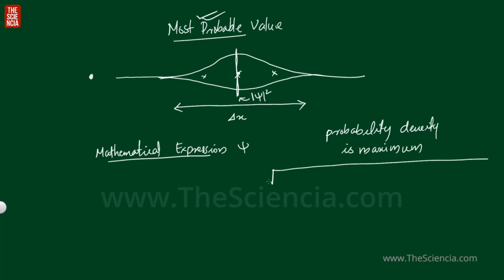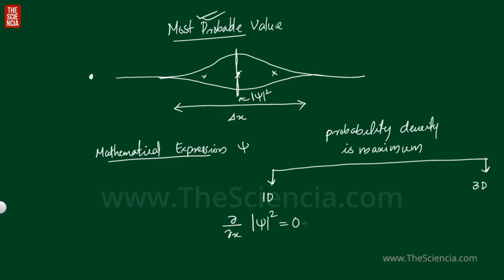To find this, we have two conditions. One is the 1D case and the other is the 3D case. We need to use two different equations for solving this problem in two different dimensions. For the 1D case, we have to take the derivative del by del x of mod psi square and equate this value to 0.